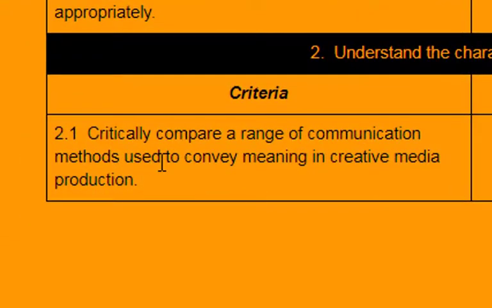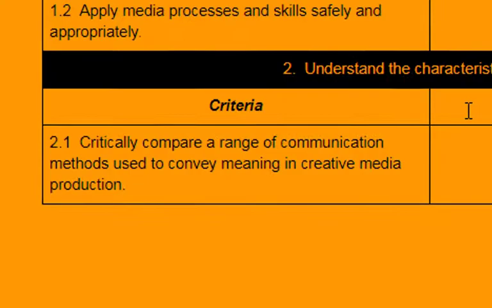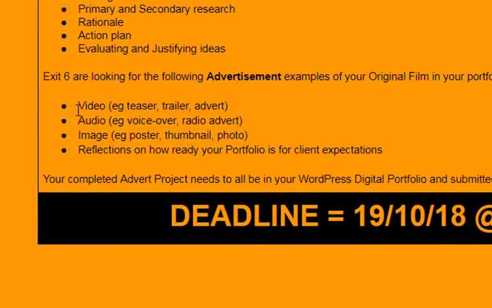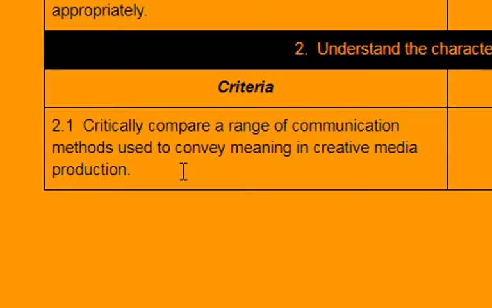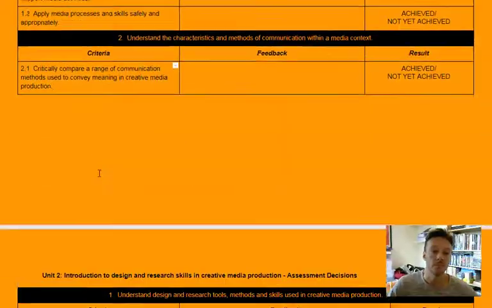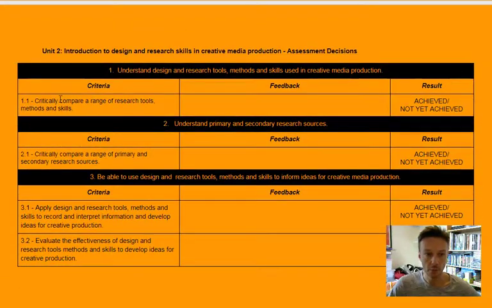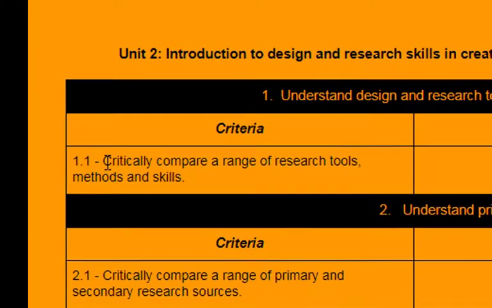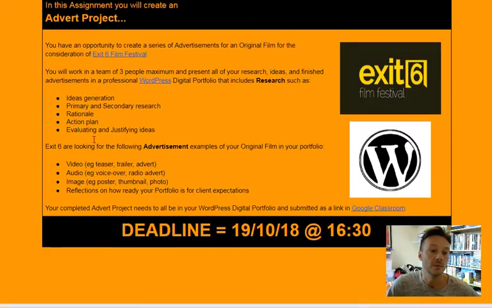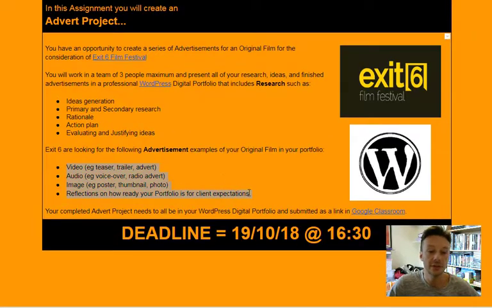For 2.1, if you critically compare a range of communication methods used to convey meaning in a creative media production, so translated, if you use these different methods here, video, audio and image, and then in your evaluation actually reflect on that and say what works best, what didn't work well, what you'd do different next time, then we will be happy that you've managed to compare different communication methods to convey meaning of your original film to the audience. For Unit 2, 1.1, if you've done this here, this project brief requirements, then you will have satisfied this.